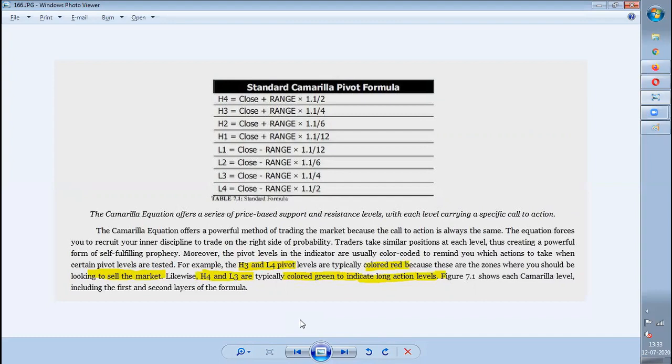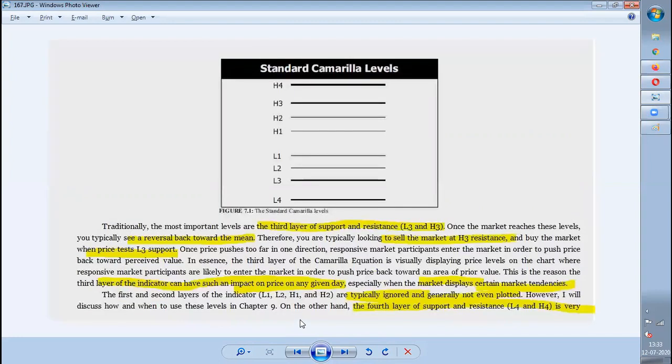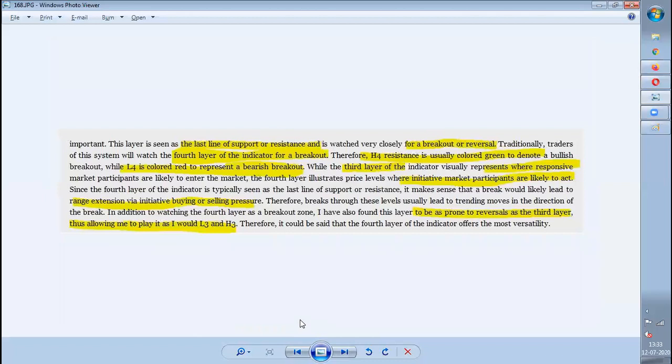And then what he is trying to explain in this concept is that he is going to give the levels some colors. For example, H3 and L4 are going to be in red color, and L3 and H4 are going to be in green color. Basically, green in the stock market represents a bullish market and red represents a bearish market.